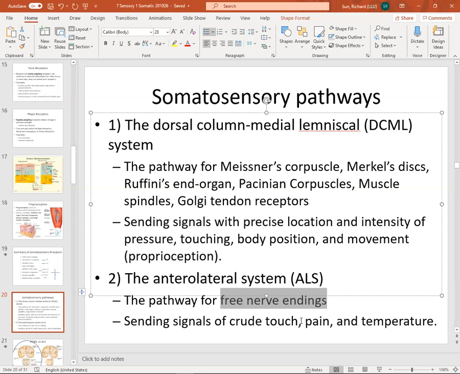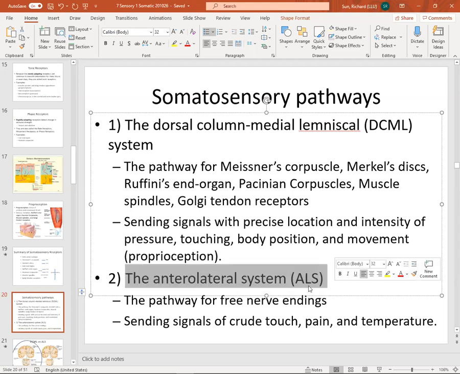especially if the pain is coming from the viscera, like an inner organ, it's very hard to identify the location, the source of that stimulus, what caused it, where it's located. Very difficult. So the sensory pathway from the ALS is not very location precise.